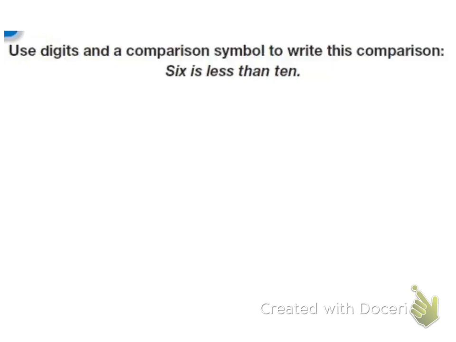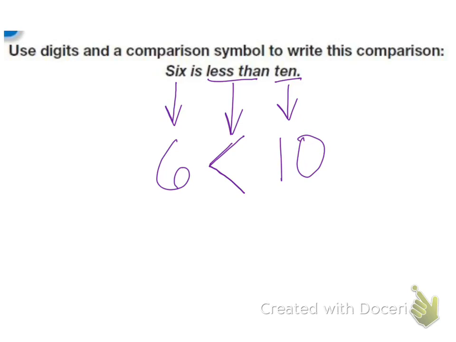Okay? All right, this next part says use digits and comparison symbol to write this comparison: 6 is less than 10. So we're going to translate this into digits. So 6 becomes the digit 6. Less than becomes the less than symbol, which faces this way. And then 10 is our next digit. So 6 is less than 10.